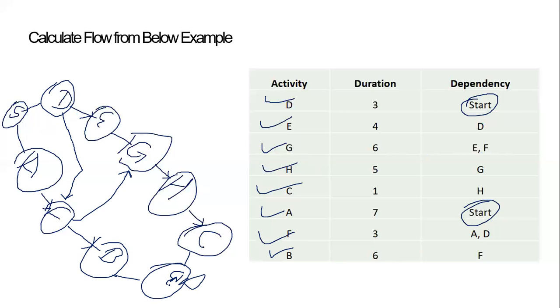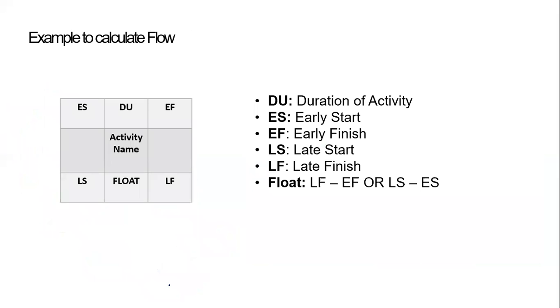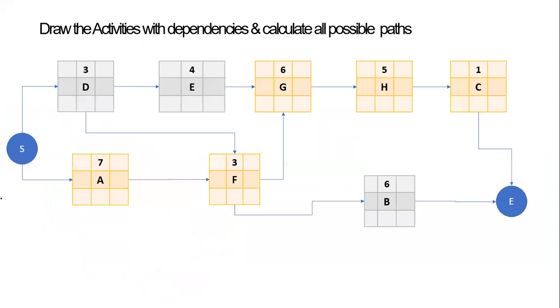Let's move further. Now let's look at the cleaner version of how this is going to look. Before going there, I will explain this in the example itself. So this is how it will look in a cleaner version. It is very important when you have to draw these 3 by 3 squares. Why? I will tell you in a second.